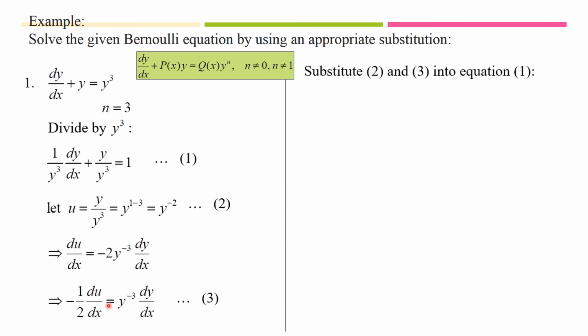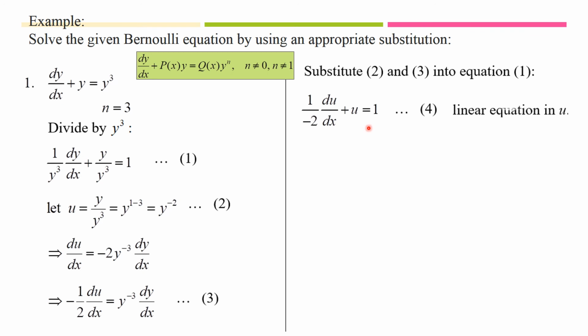The next step is to substitute 2 and 3 into equation number 1. Take note that 1 over y cubed dy/dx, which is this one here, can now be replaced by minus a half du/dx. So this term becomes minus a half du/dx, plus, now y over y cubed has been defined as u, so plus u equals 1. Notice that we are getting an equation which is linear in u.